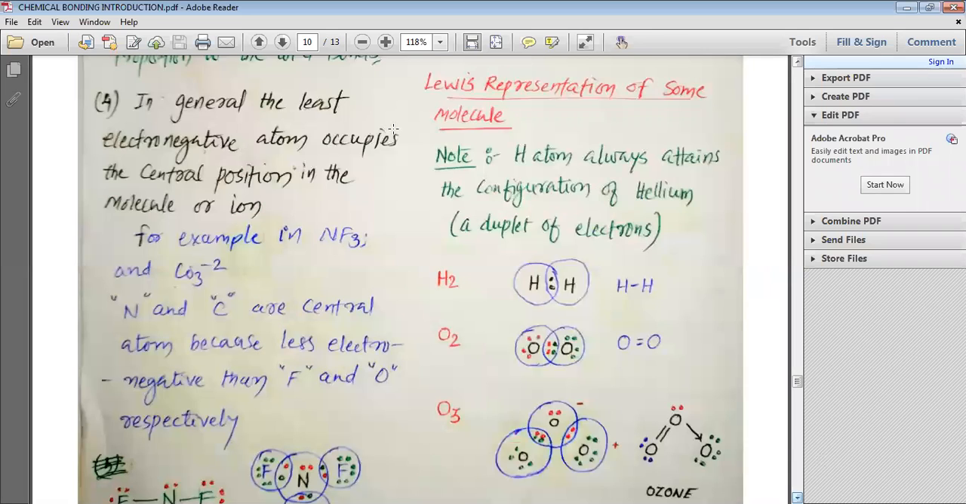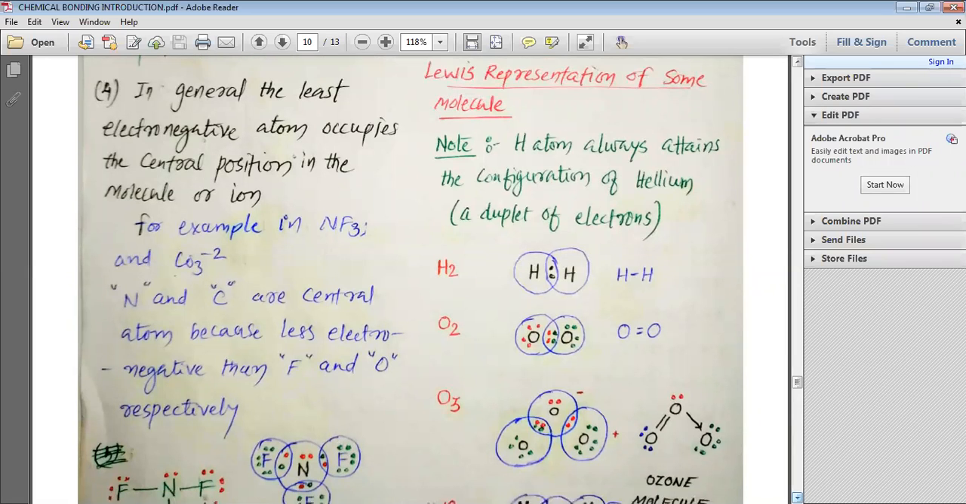Now there are some hints which are given. In general, the least electronegative atom occupies the central position in the molecule or ion. The element which is having the lowest electronegativity will be the central atom. For example, in NF3 and CO3 2-, nitrogen which is less electronegative than fluorine, and carbon which is less electronegative than oxygen, they get the central position.